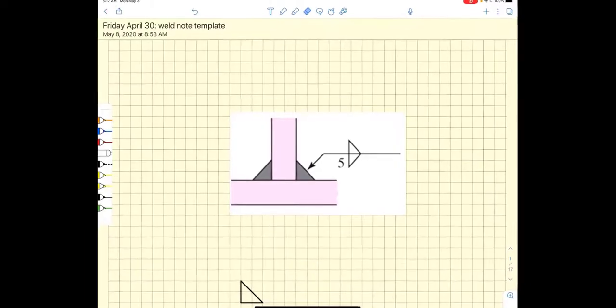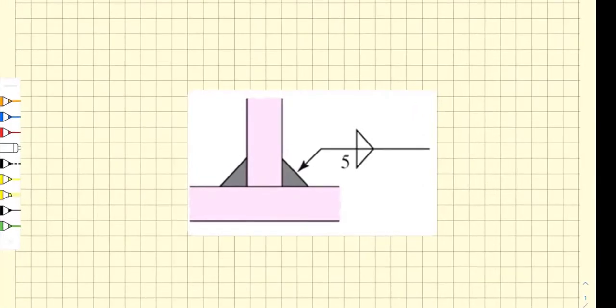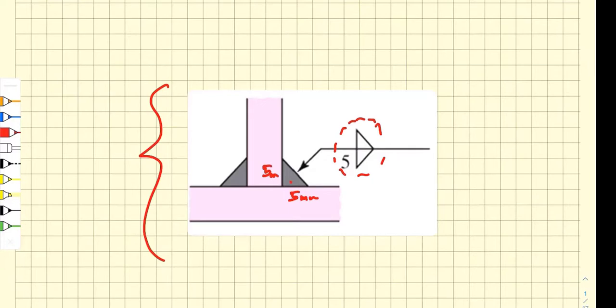The weld problem that I just discussed had a plate that was butted at 90 degrees against a second plate, as shown in this figure right here. This is a weld callout where the leg size of the fillet weld is 5 millimeters, and this is a right isosceles triangle. So it is these fillet welds right here that are holding plate 1 to plate 2.